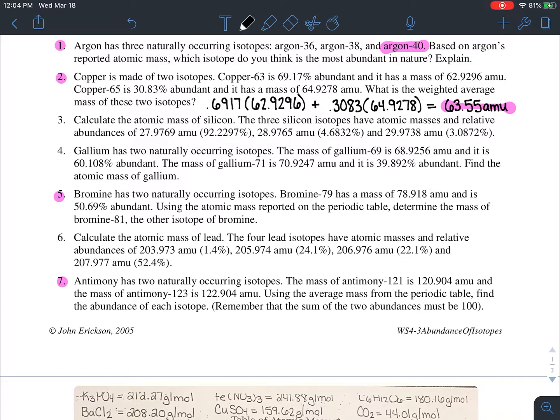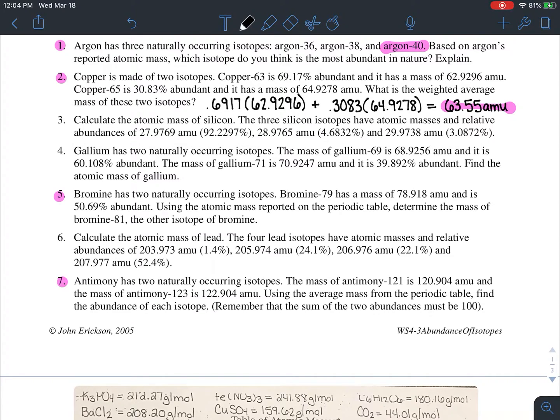They're only giving us the atomic mass of bromine 79 and the percent abundance. But what's really nice is we're only dealing with 2 isotopes here. So we can subtract that 50.69% from 100.